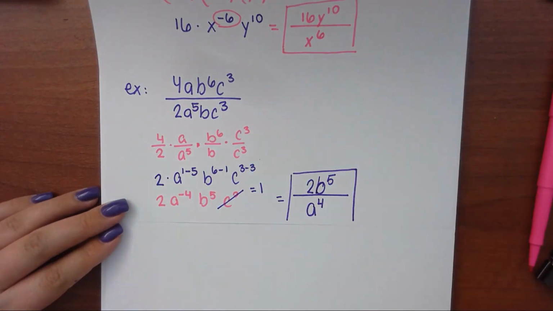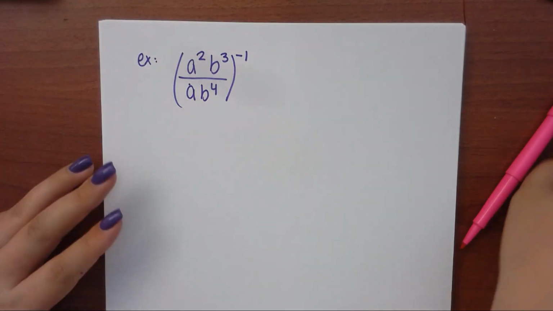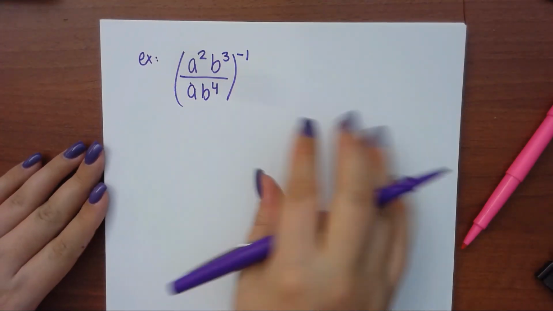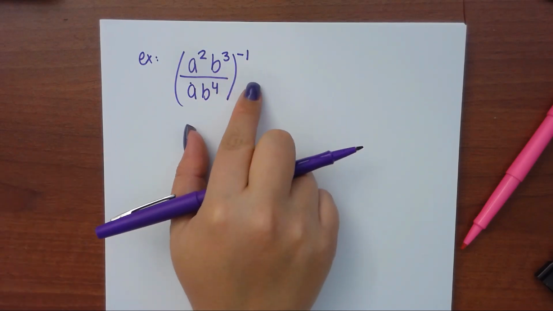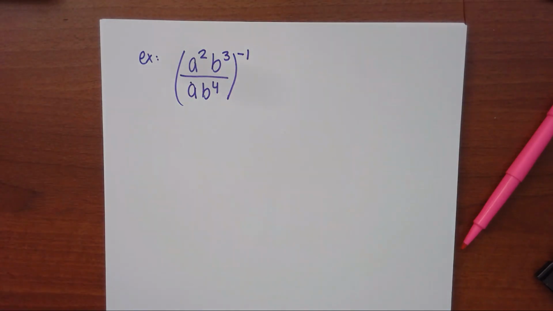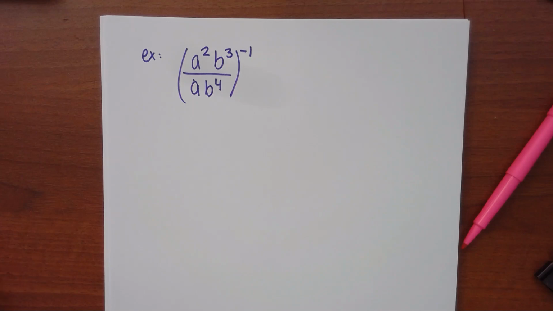Now my very last example that I wanted to show you guys before we stop this video is right here. For this problem, I have a squared b to the 3rd over a b to the 4th, all to the power of negative 1. Now here's the thing. There's a couple of things that I could do here. I could distribute that negative, I could not distribute the negative and work on the inside first and do the exponent last, or there's a third option. So I'm going to show you 3 different ways to approach this problem.